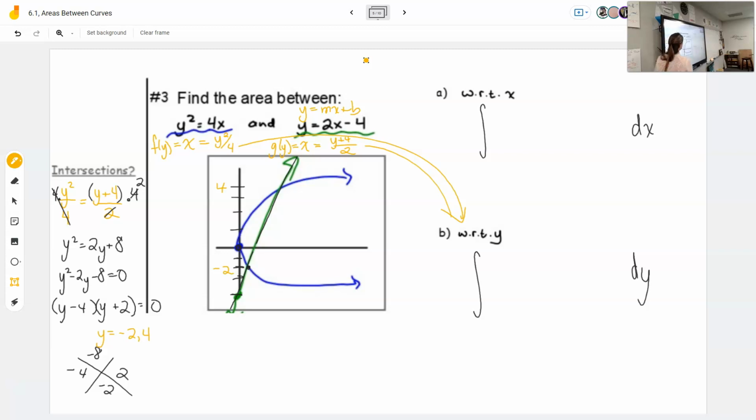Now if I wanted those actual points, I could do some plugging and chugging. In the sense of I could plug in -2 and say, what is f of -2? That'd be 4 over 4, which is 1. And what is f of 4, which would be 16 over 4, which is 4. So I can have 1, -2. Now all of a sudden, I know my bounds either way. My bounds are either going to be x's or my bounds are going to be y's.